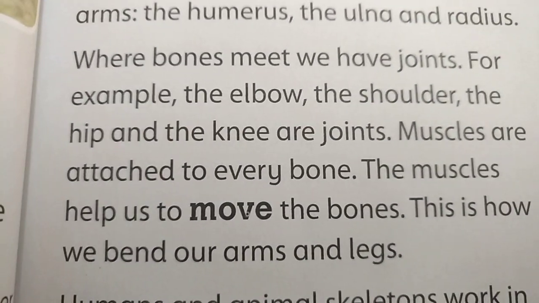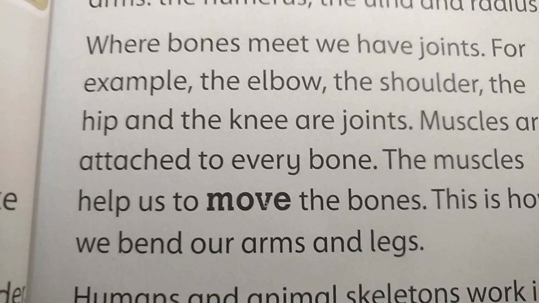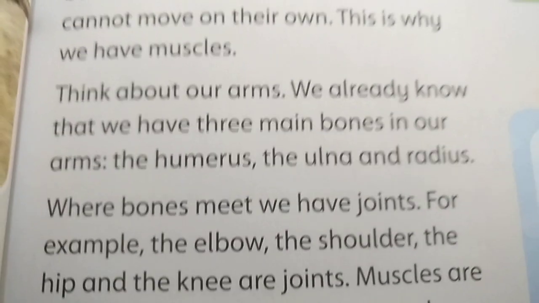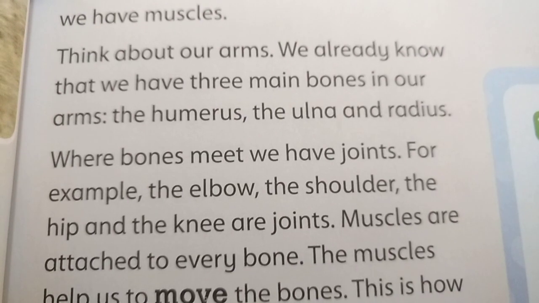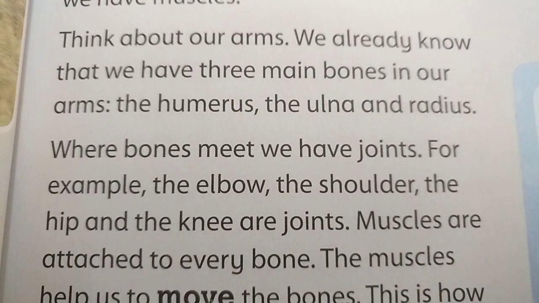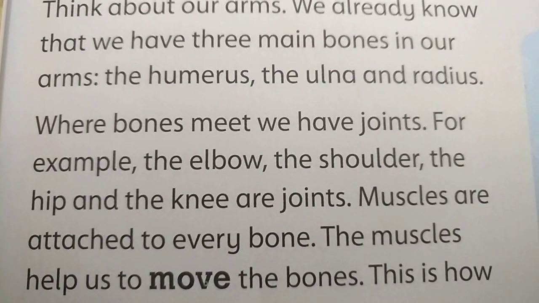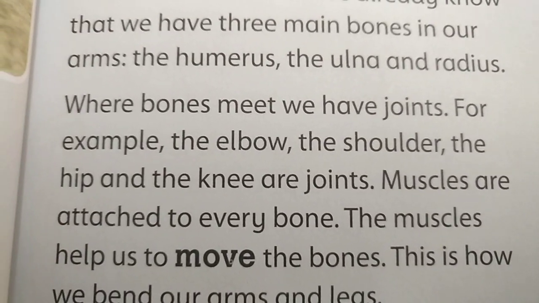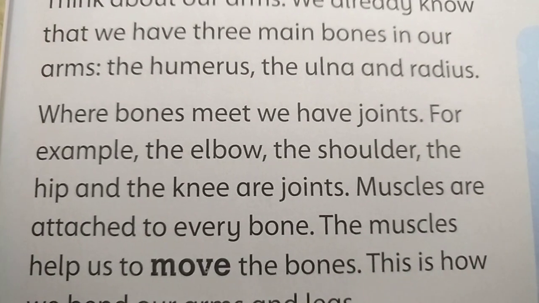Where bones meet, we have joints. For example, the elbow joint. Have a look here. This portion is your elbow joint. We have three main bones in our arm: the humerus, ulna, and the radius. Where bones meet, we have joints. For example, the elbow, the shoulder, the hip, and the knee are joints.